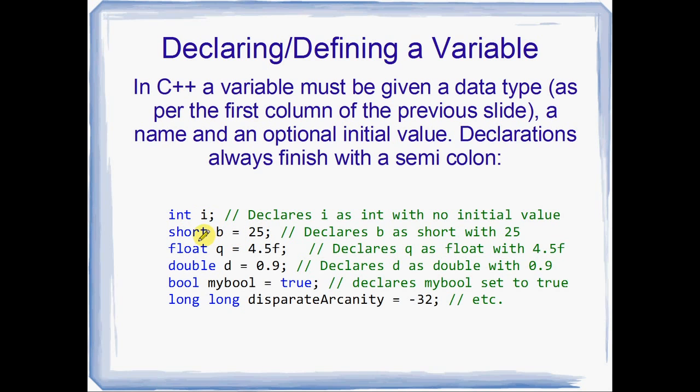Okay, short b equals 25. This declares a short integer, or just a short, and it sets the initial value, the very first value of b, to 25.